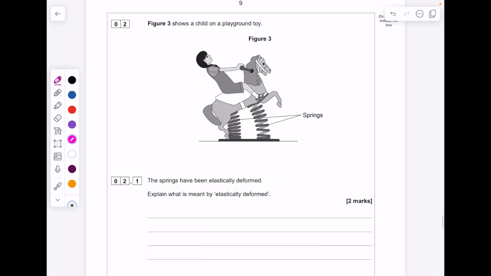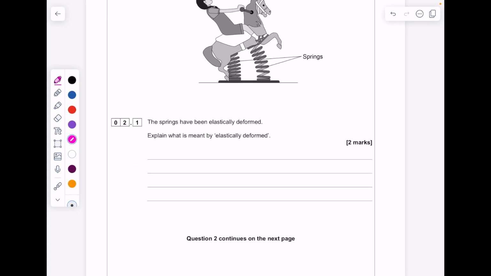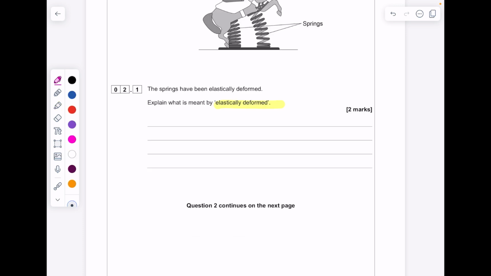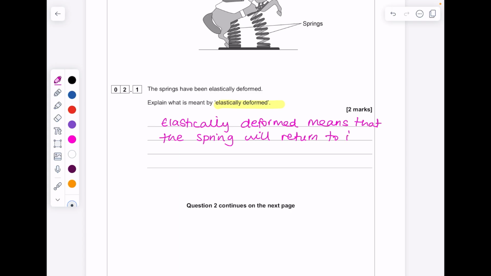Figure 3 shows a child on a playground toy. The springs have been elastically deformed. Explain what is meant by elastically deformed. So this is the definition you need to learn. Elastically deformed means that the spring will return to its original length when the force is removed.